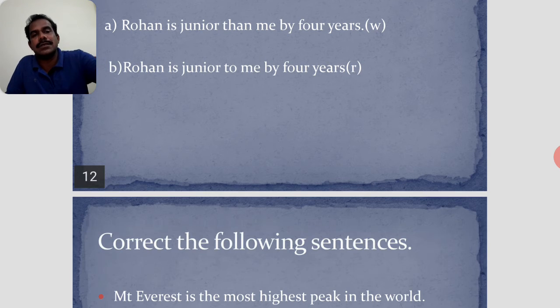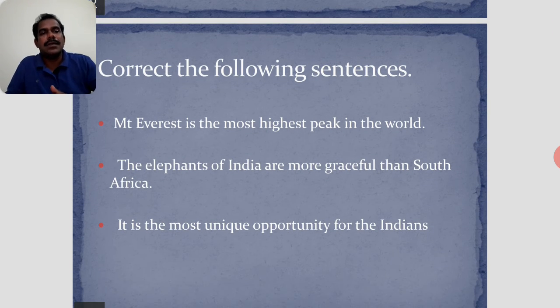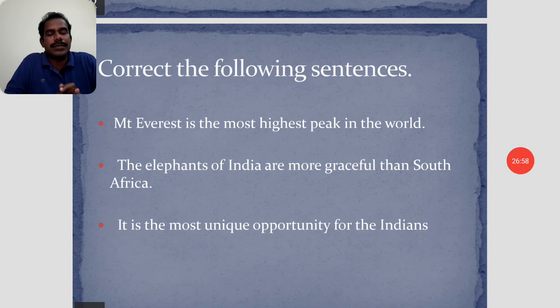Next, correction of sentences is a part of the adjectives. Common errors in the use of adjectives. Every day we use many adjectives, when we speak or write. So I'll read, find it. She is more taller than her sister. The rule is we should not use double comparatives or superlatives.